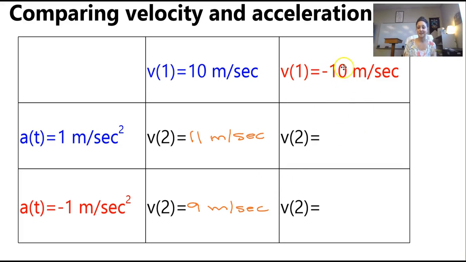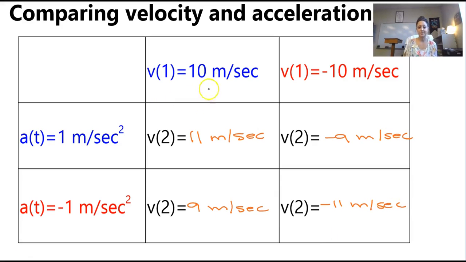Okay, let's start at negative 10 meters per second. If my acceleration is positive 1, well, negative 10 plus 1 is negative 9. Okay. And then if I start at negative 10 and my acceleration's negative 1, now I'm at negative 11, right? Meters per second.